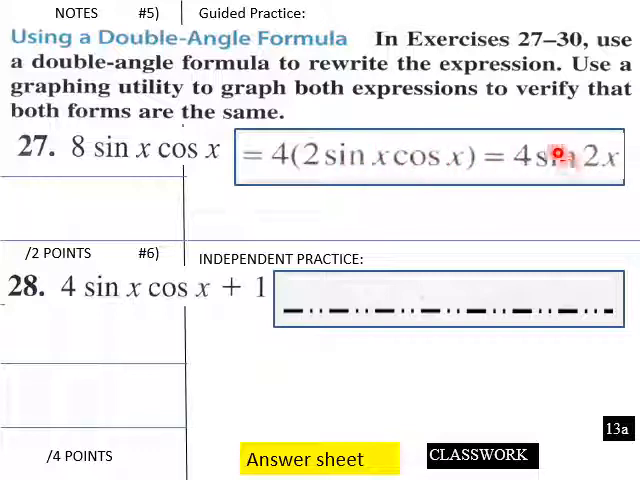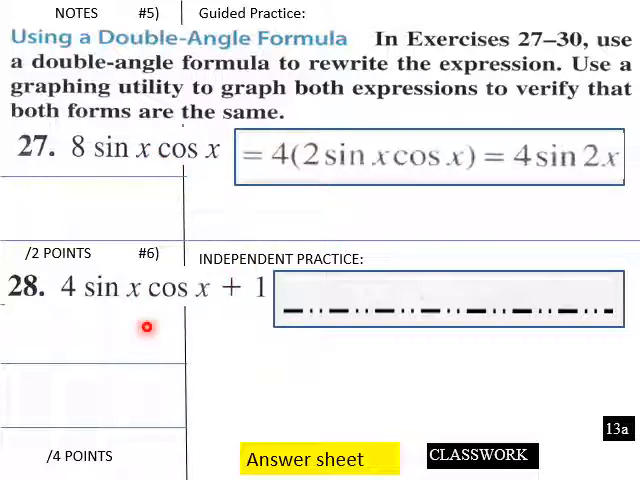Will factor back into sine x, this here. So we have 4 sine 2x with that one. Graph this and graph that, and they should be the same as this. They should all be the same.